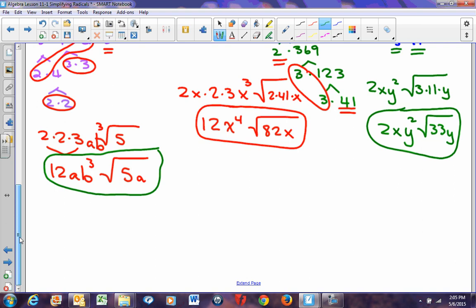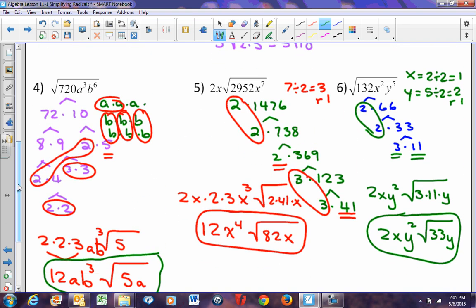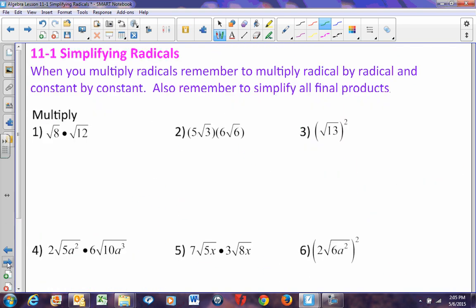I think that's all 12 on that page here. Let's go to the next page for a second. Now, that was simplifying radicals. Now we have to learn how to multiply radicals.